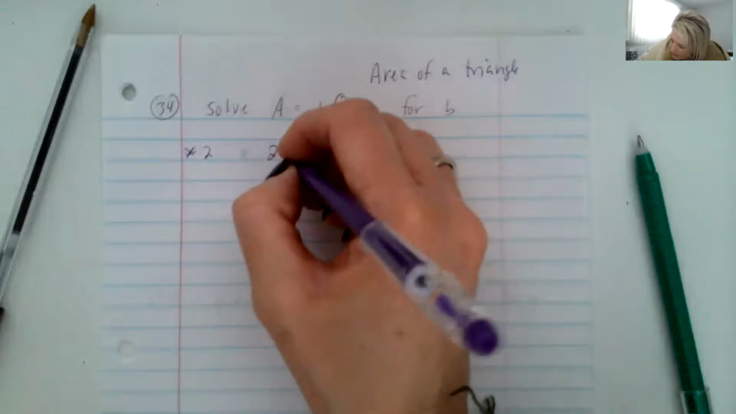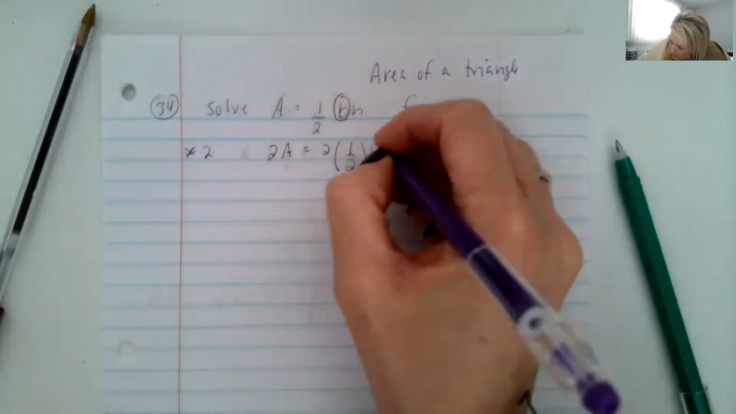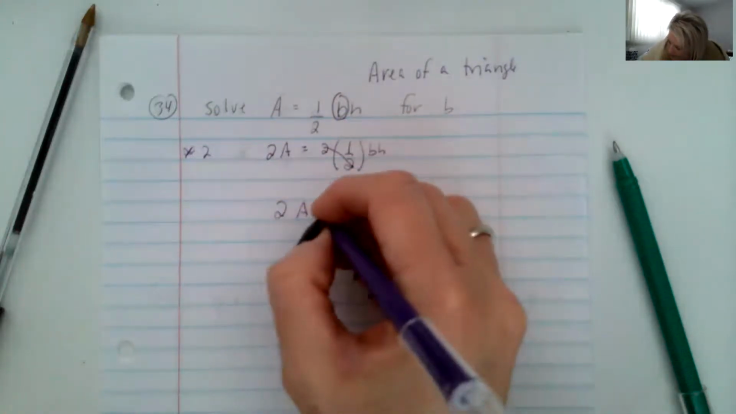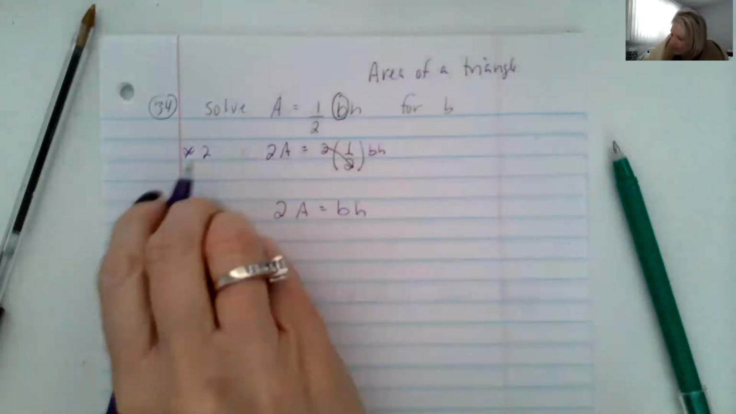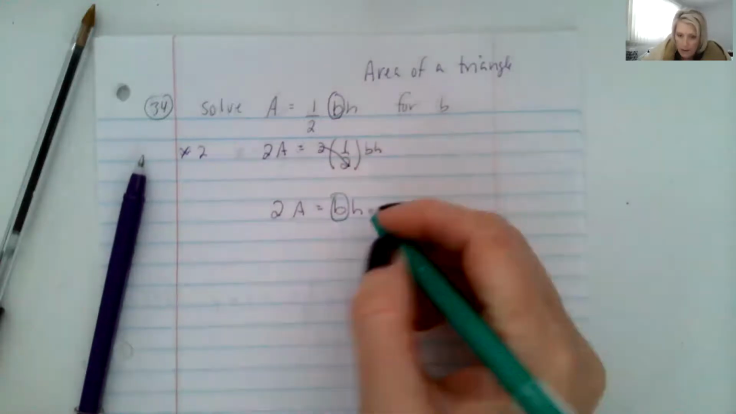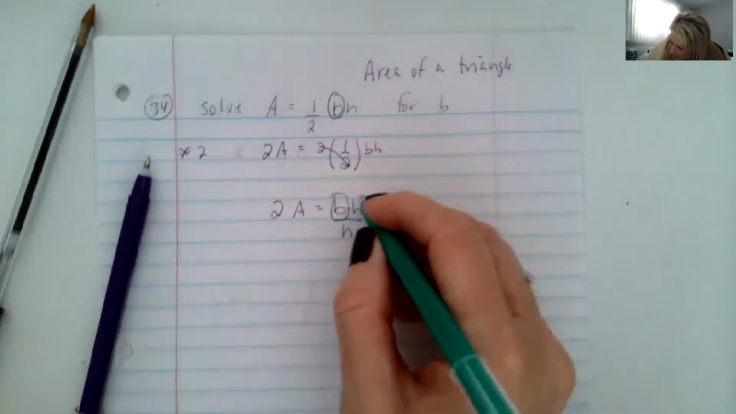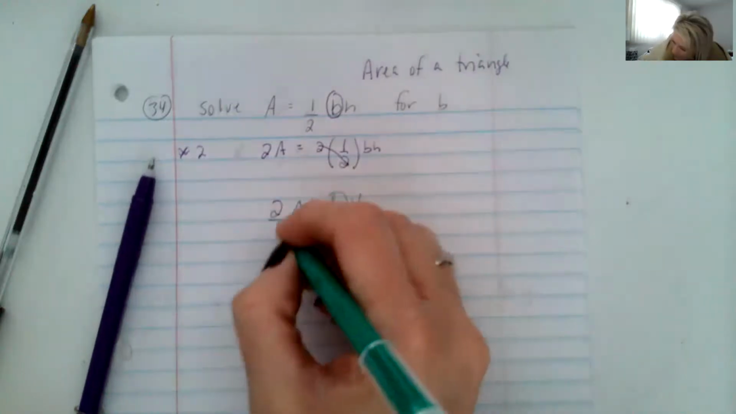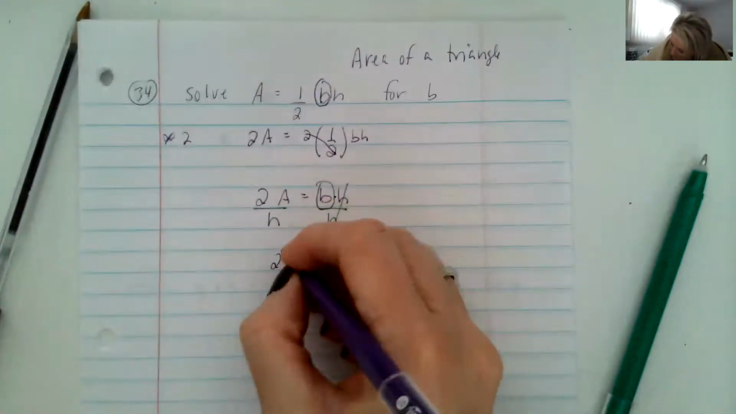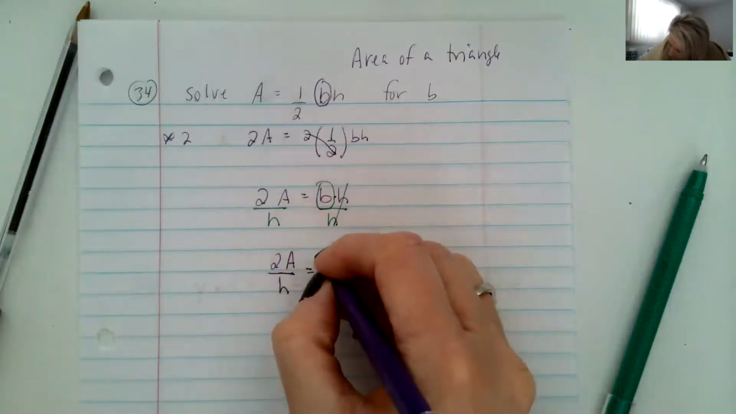So 2A and then 2 times 1/2 BH. So those cancel. So we have 2A equals BH. And they wanted us to solve for B. So the only thing currently bothering B is H. So if we divide, because we're multiplying here, we're going to undo that by dividing by H. So 2 times A divided by H equals B.